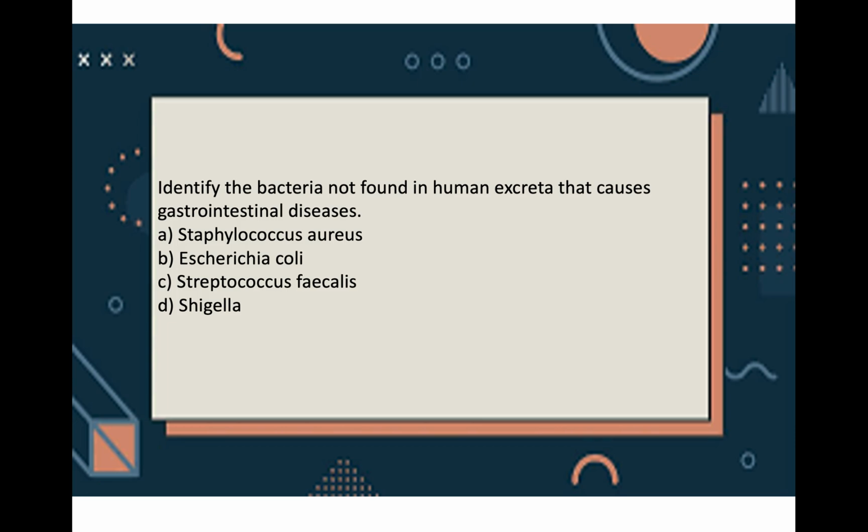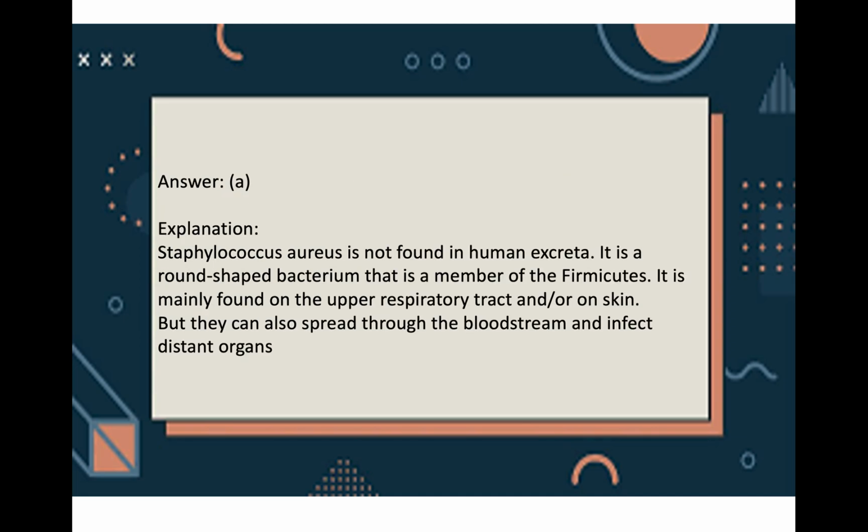Next question is, you have to identify the bacteria which is not found in human excreta that causes gastrointestinal diseases. A. Staphylococcus aureus, B. Escherichia coli, C. Streptococcus faecalis and D. Shigella. So the option is A. Staphylococcus aureus. It's not found in human excreta.